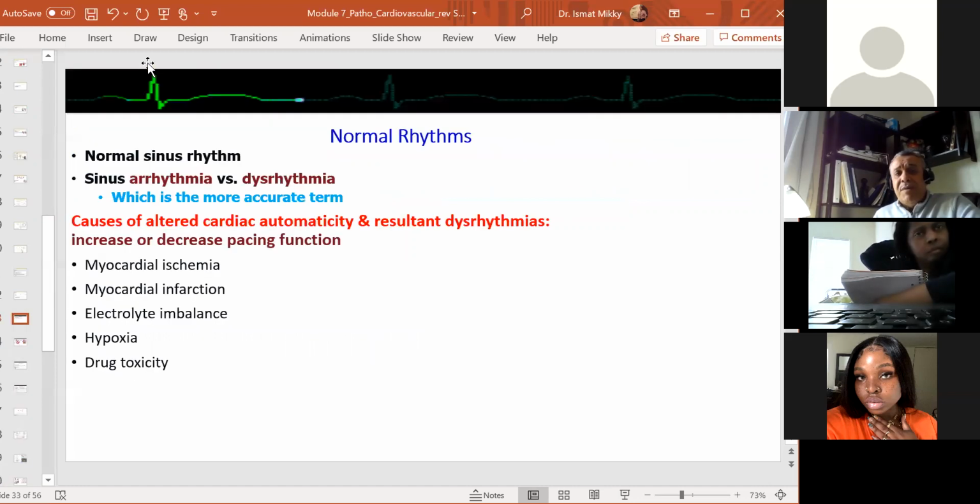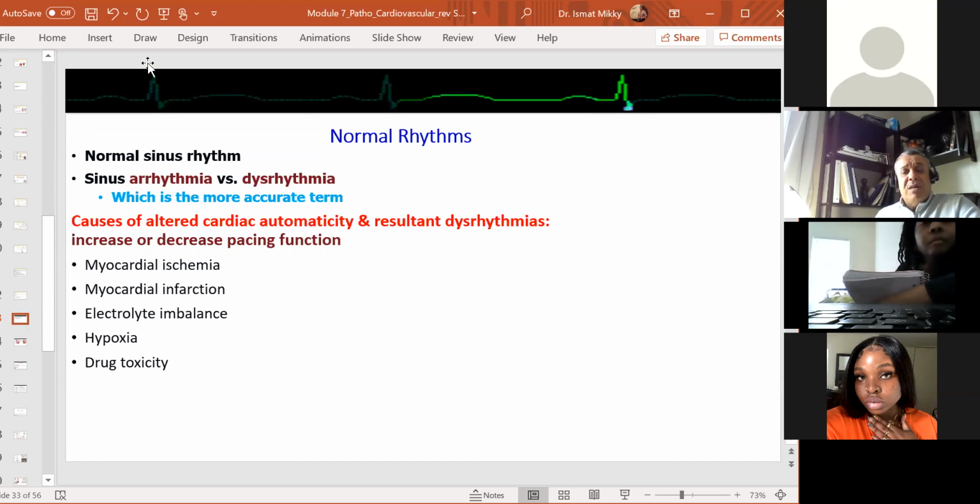So, the main causes of why patients develop dysrhythmia. First of all, we say dysrhythmia, not arrhythmia, because arrhythmia means the absence of the rhythm, but dysrhythmia is the presence. There is a rhythm, but the rhythm is not normal, it's disturbed.